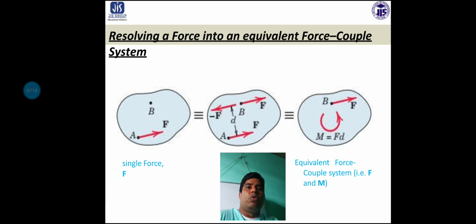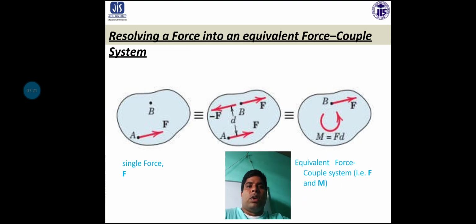Now resolving a force into an equivalent force-couple system. In the first case, there is a single force F applied at point A. In the second case, there are two points, A and B, with plus F and minus F. In the equivalent force system, the moment can be calculated in terms of the couple, and the moment will be F times the total perpendicular distance D. So that is the equivalent force system with couple.